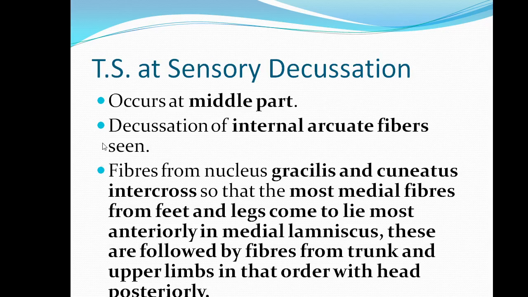Then the transverse section at the sensory decussation. It occurs at the middle part. Decussation of the internal arcuate fibers is seen. The fibers from the nucleus gracilis and nucleus cuneatus intercross, so that the most medial fibers from the feet and leg come to lie most anteriorly in the medial lemniscus. These are followed by fibers from the trunk and upper limbs in that order, with the head posteriorly.